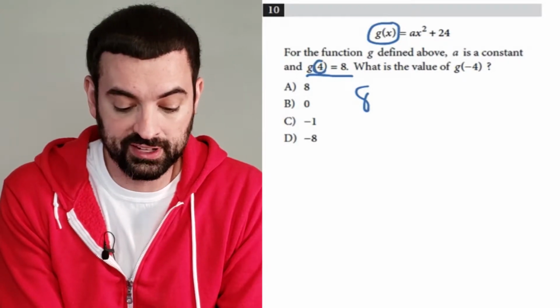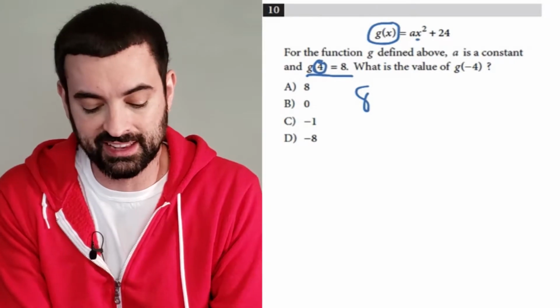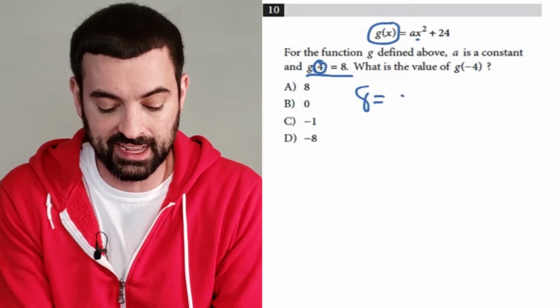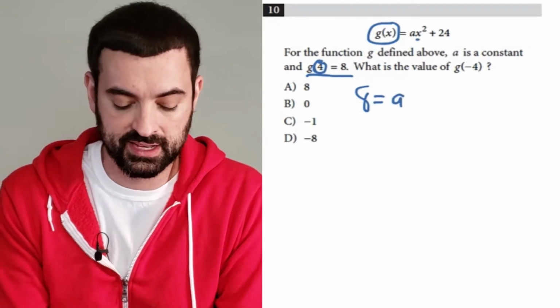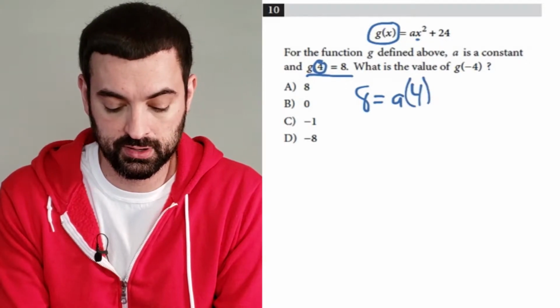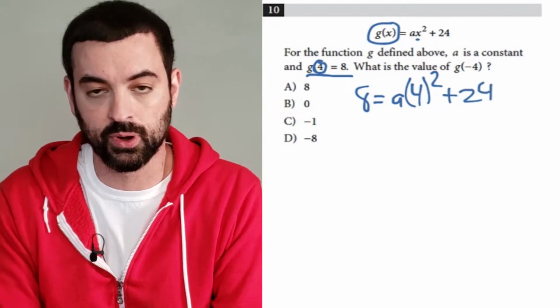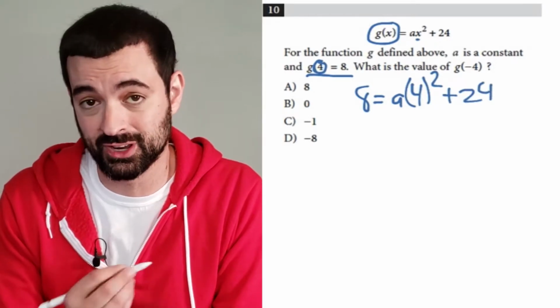The 4 that's in the parentheses is our x value. So we can say that 8 equals a times 4 to the second power plus 24. There's a shortcut to this too. I'm going to show you at the end of this question.